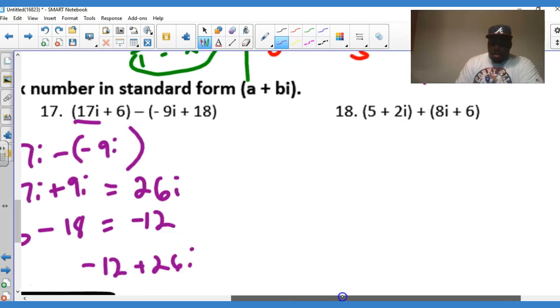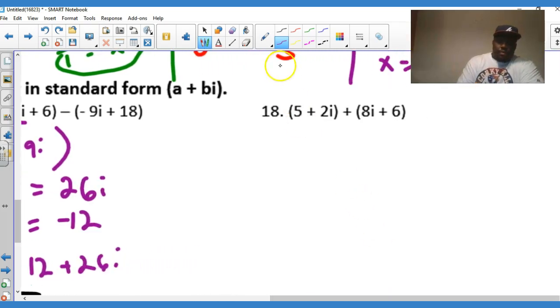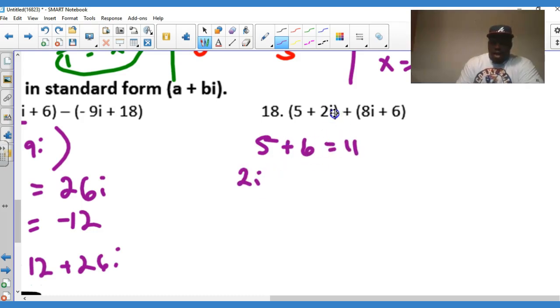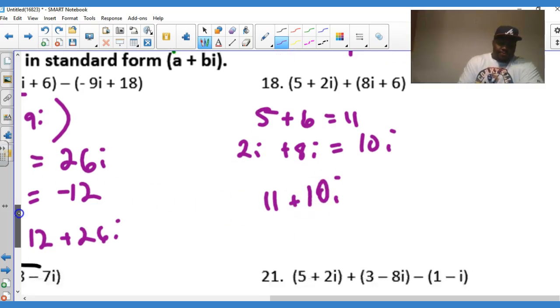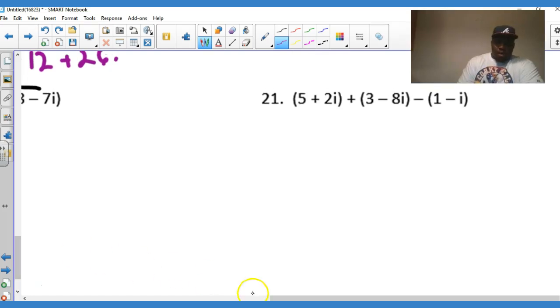Now, let's look at number 18. All right, we have 5 plus 6, that's 11, and I have 2i plus 8i. All right, and that's 10i. So we have 11 plus 10i. Plus 10i. There you go, final answer. Okay. We got more.